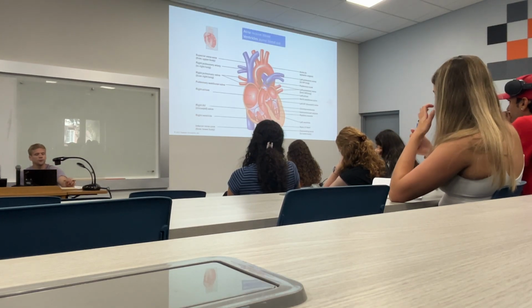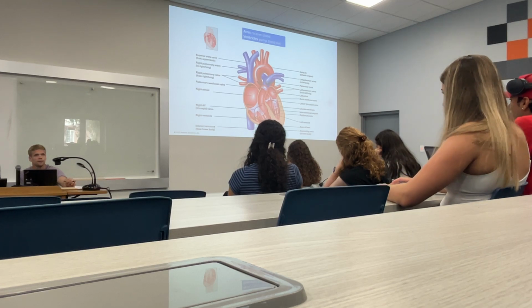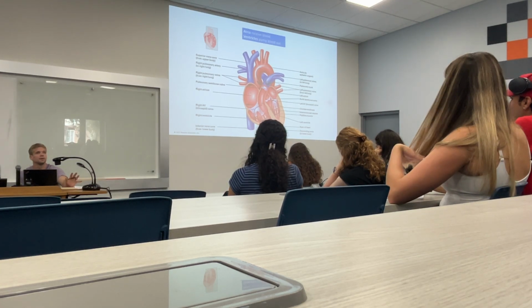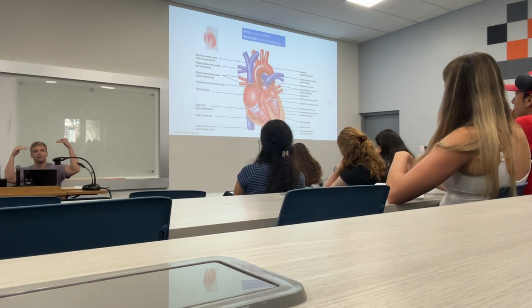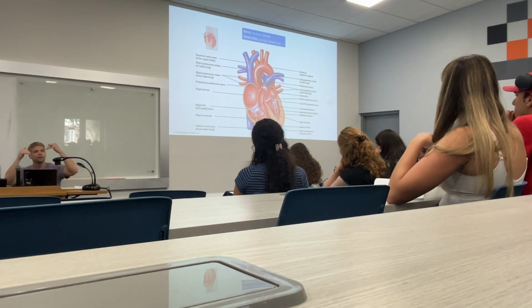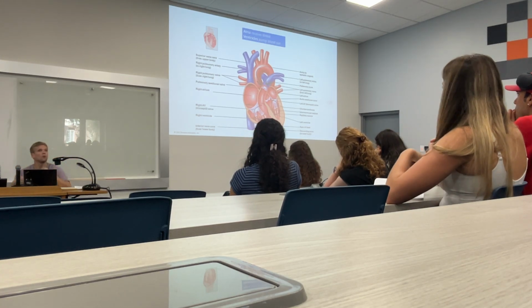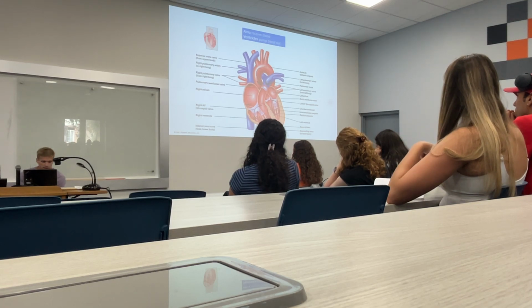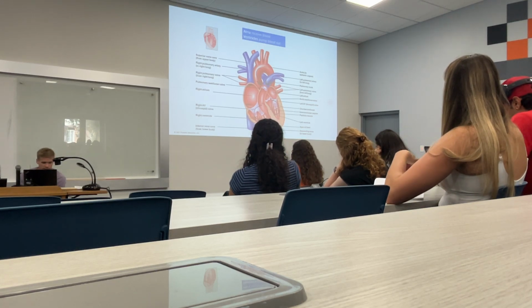And this happens on both sides. This is the purpose of these two semilunar valves. The semilunar valves prevent the blood from flowing backwards into either the right or the left ventricle. Now, why do I say that?